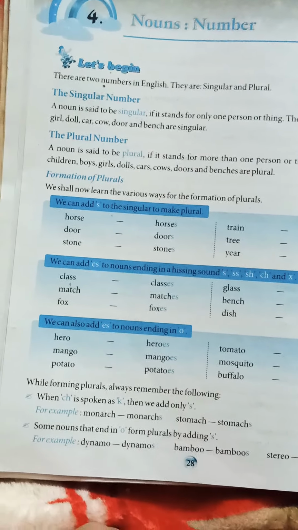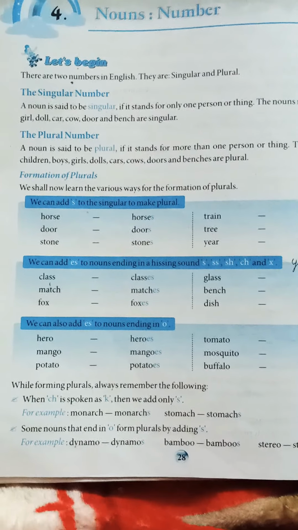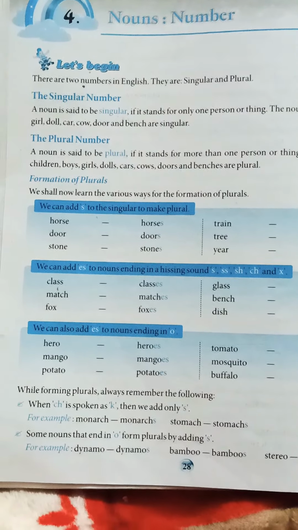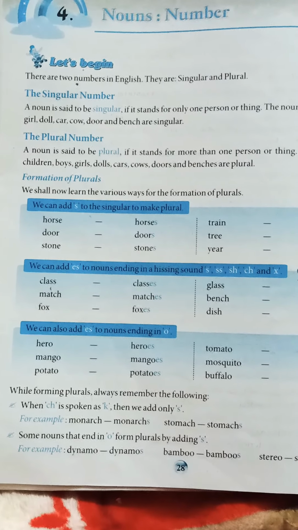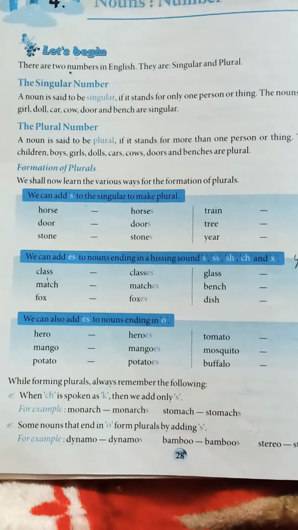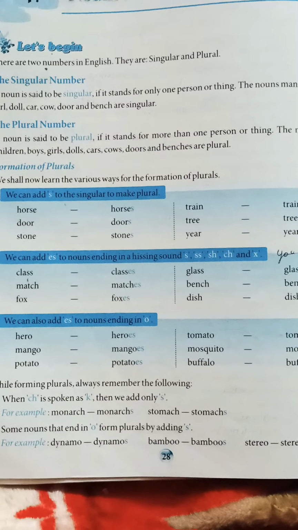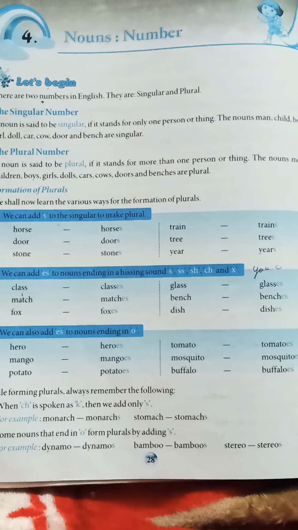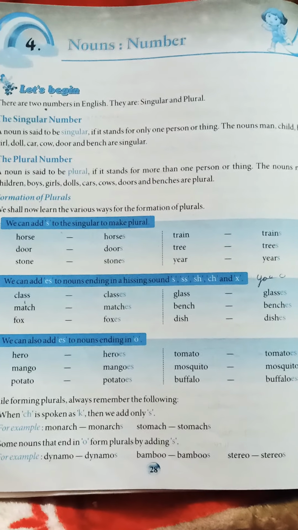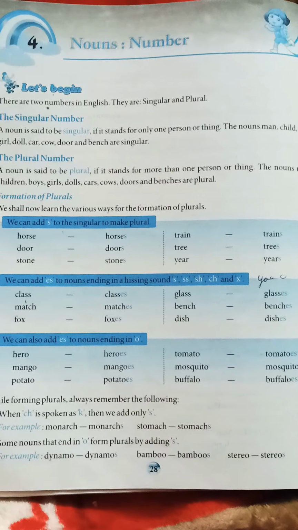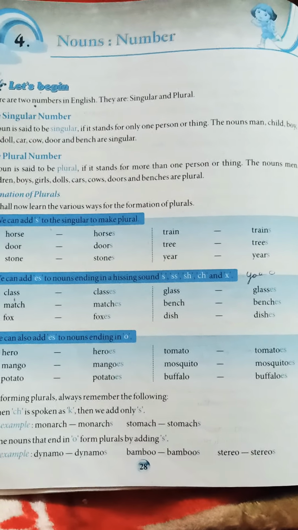Now we add es to the nouns ending in a hissing sound, that is ss, sh, ch and x. For example, match. We will have to add es at the end of the word, that is matches. Now fox, foxes. Add es at the end of the word. Dish, dishes, etc.